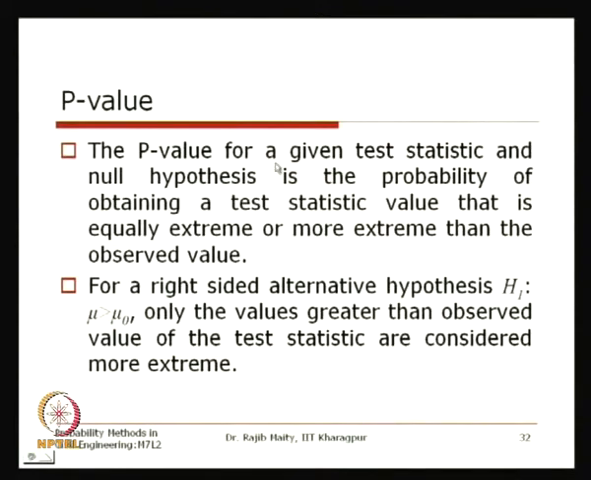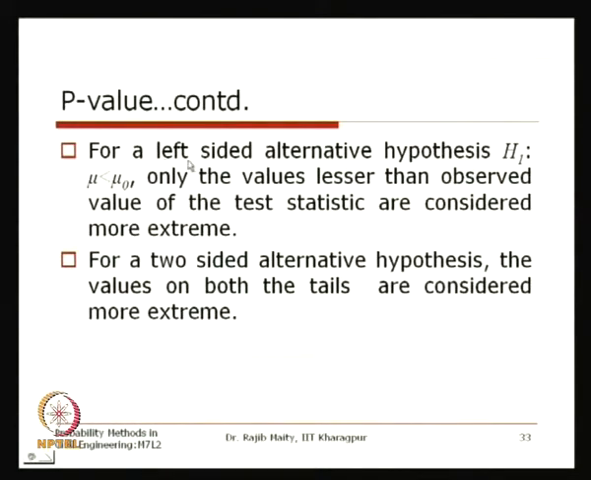p-value. The p-value for a given test statistic and the null hypothesis is the probability of obtaining a test statistic value that is equally extreme or more extreme than the observed value. For a right sided alternative hypothesis, H1 equals mu greater than some threshold value mu naught, only the values greater than the observed value of the test statistic are considered more extreme. For a left sided alternative hypothesis, when mu is less than some threshold value, only the values lesser than the observed value are considered more extreme. For a two sided alternative hypothesis, the values on both tails are considered more extreme.